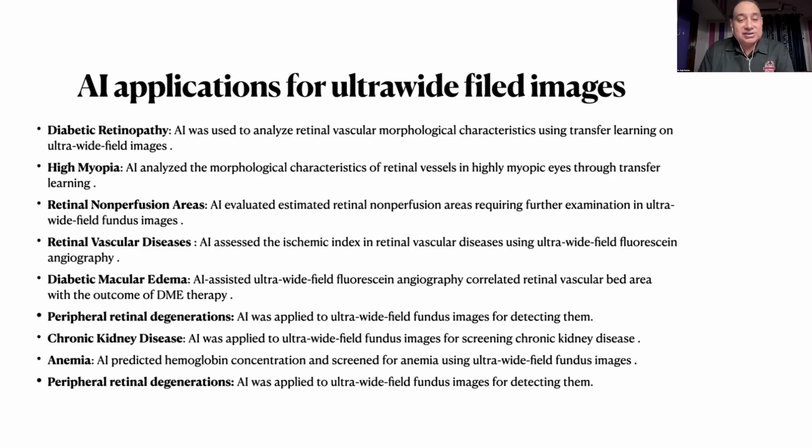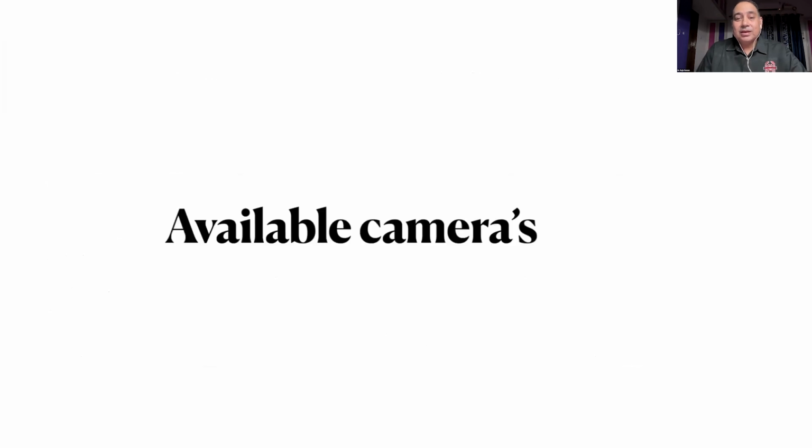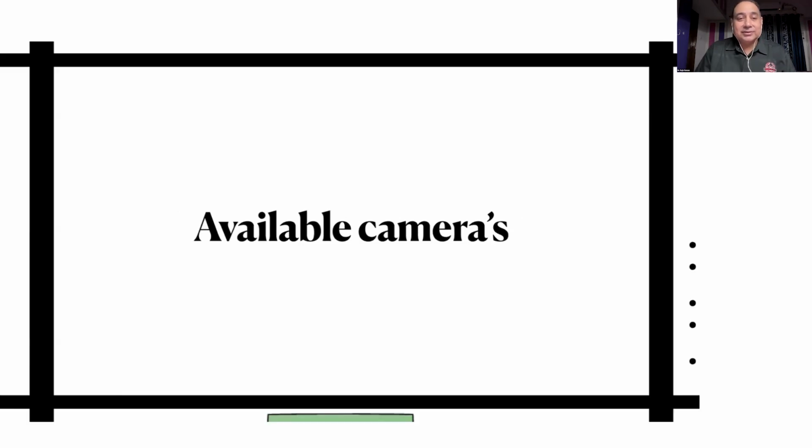Definitely in peripheral retinal degeneration, AI has been applied, and trying to detect these peripheral lesions has been really good. Not only the retinal conditions, but even many of the systemic conditions like chronic kidney disease and anemia. People have tried making these AI algorithms using ultra-wide field imaging, which can detect these conditions. Let's look into what are the available cameras we have for doing ultra-wide field imaging.